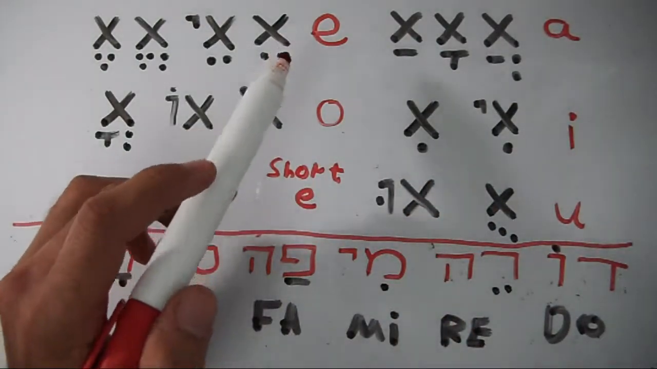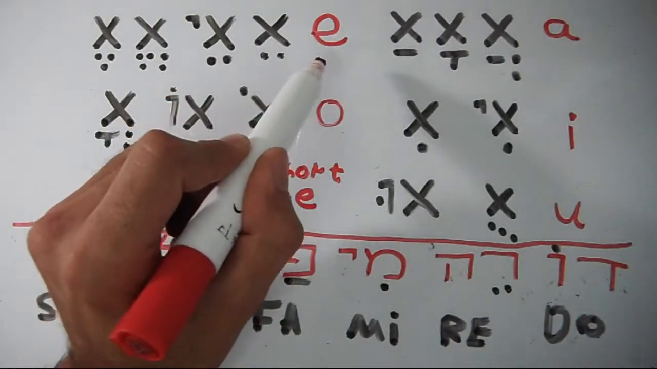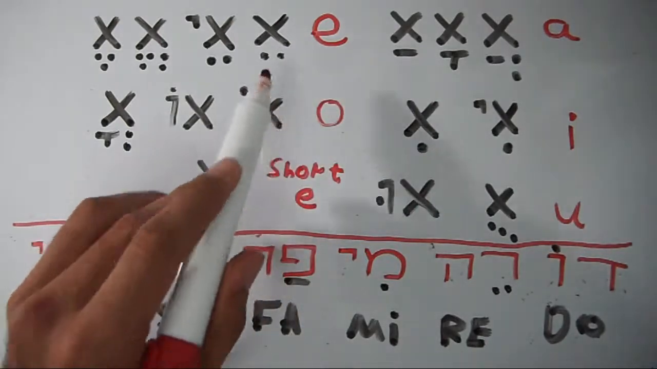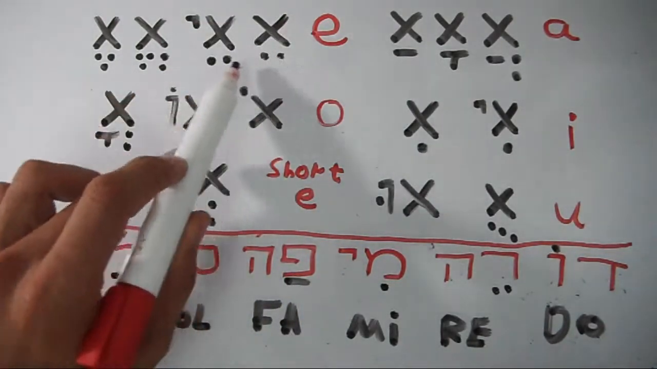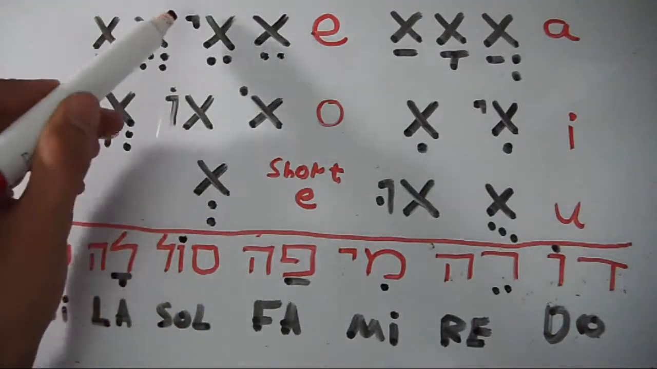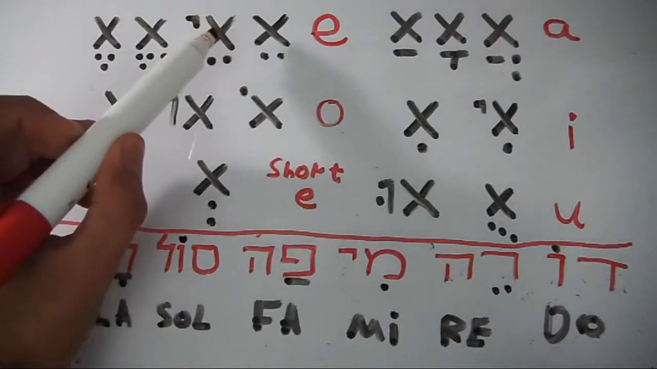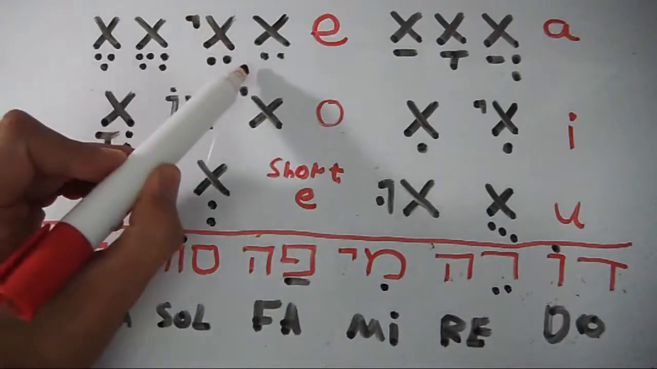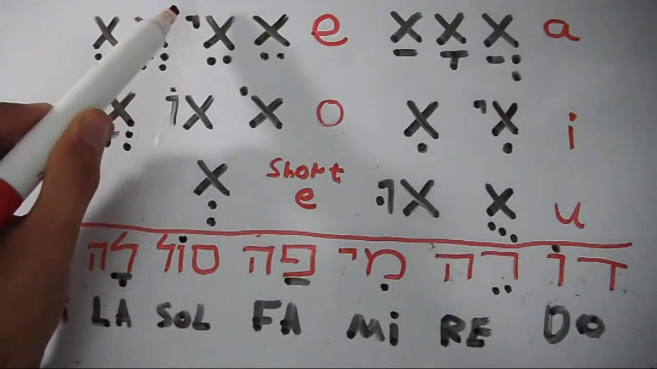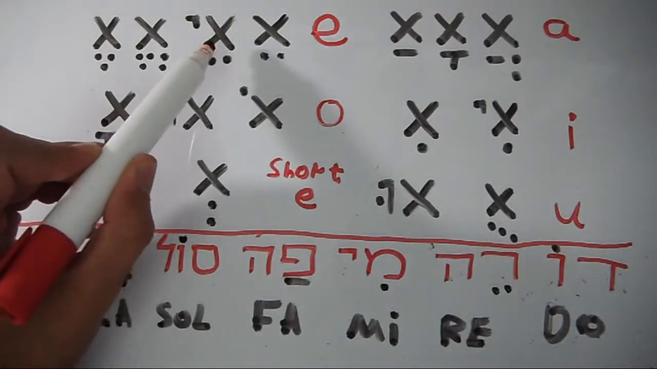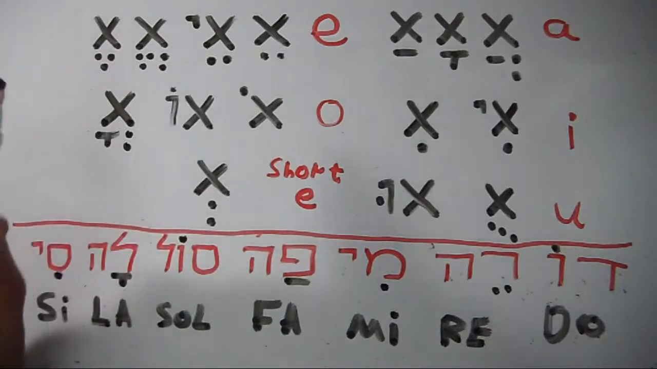Okay, next. E. The E pronunciation. When you have these two dots, any of these variations, don't forget the little yud beside the letter. If you have the letter with this sign underneath it, with yud afterwards, the pronunciation is E.